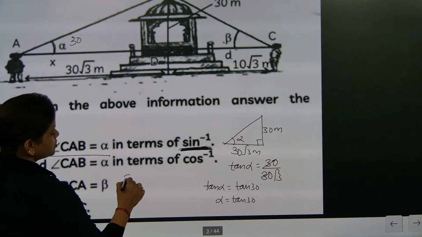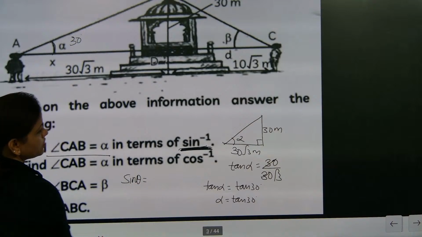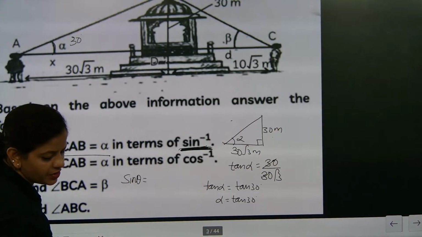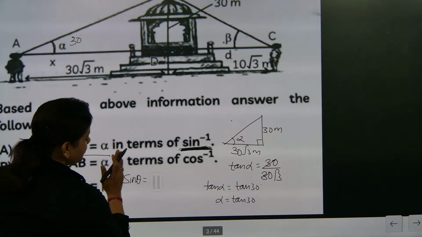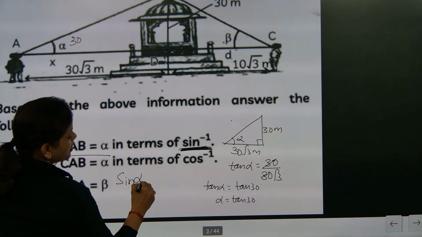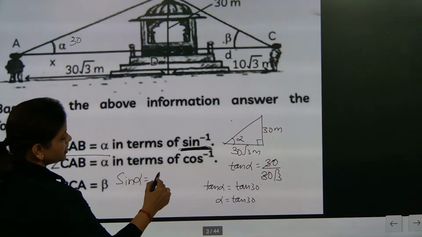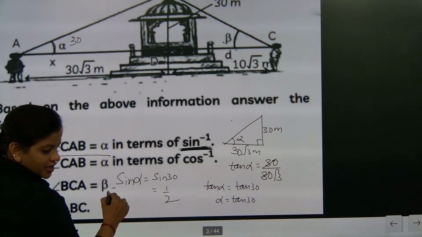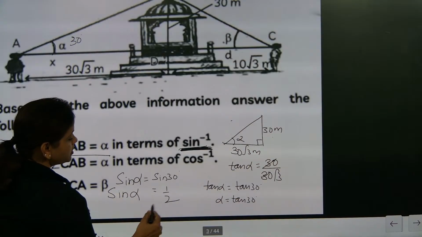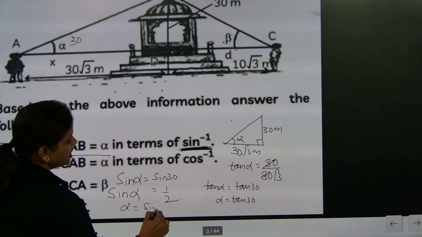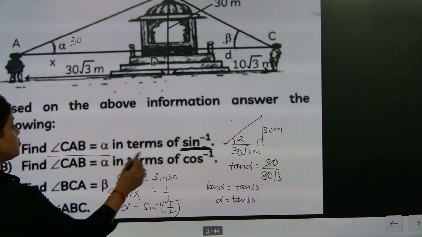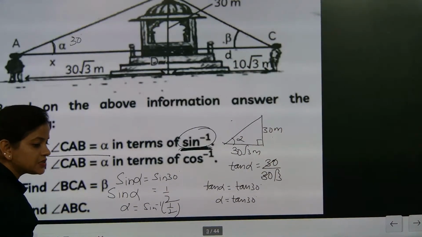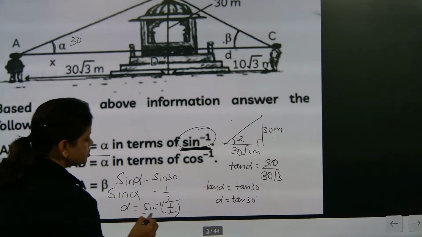But they told you to find it in terms of sine inverse. So what is sine inverse? Sine theta is equal to perpendicular by hypotenuse. Correct? So when somebody asks for sine theta, that means sine alpha here. So sine alpha is equal to sine 30 degree, and the sine 30 degree value is 1 by 2. So beta, sine alpha is equal to 1 by 2, so alpha will come as sine inverse 1 by 2. This is what they have asked in terms of sine inverse. So beta, when they ask in terms of sine inverse, you can write it like this.